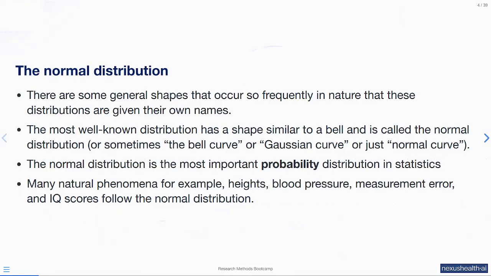There are some general shapes that occur so frequently in nature that these distributions are given their own names. The most well-known distribution has a shape similar to a bell and is called the normal distribution, or sometimes the bell curve, or Gaussian curve, or just the normal curve. The normal distribution is the most important probability distribution in statistics. Many natural phenomena, for example, height, blood pressure, measurement error, and IQ scores follow the normal distribution.